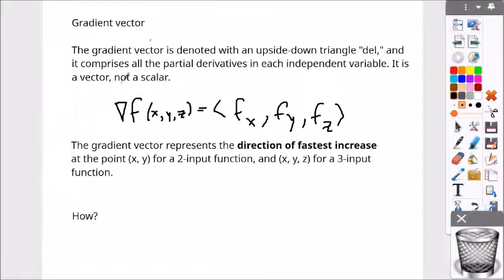So let's start. What's a gradient vector? The gradient vector is denoted with an upside down triangle like this, del, and it has all of the partial derivatives of each independent variable with respect to the dependent variable. So f sub x, f sub y, f sub z. And it represents the direction of fastest increase at the point x, y for 2 inputs, x, y, z for 3 inputs, x, y, z, t for 4 inputs, etc.